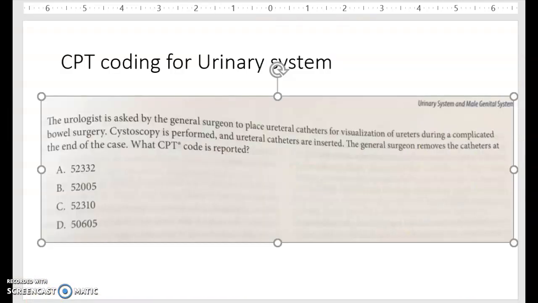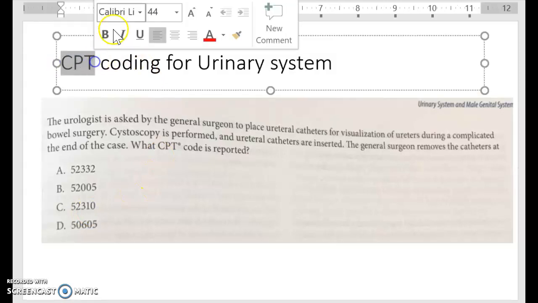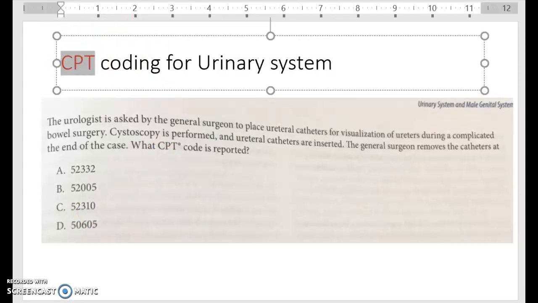Coming back to our scenario, guys, we have 4 choices given to us. Very easy. We can jump on each of these codes in our CPT manual. Remember, this is a CPT question. Why? Because CPT is your procedure. The P stands for procedure, Current Procedural Terminology. And we are looking for a procedure. So that means, what did the doctor do? The doctor performed a cystoscopy. We're not coding a diagnosis.